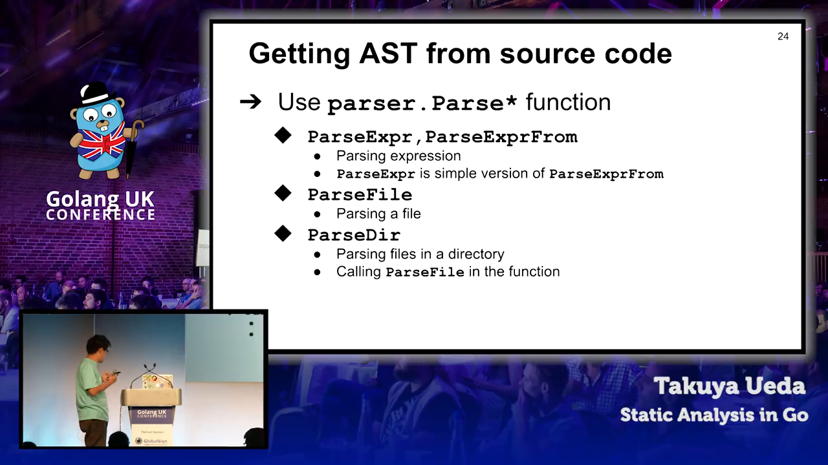The go/parser package provides four functions whose names begin with Parse: ParseExpr, ParseExprFrom, ParseFile, and ParseDir. ParseExpr and ParseExprFrom take an input string as an expression and output an ast.Expr. ParseExpr is a simple version of ParseExprFrom. ParseFile parses a file and returns an ast.File. The last one is ParseDir, which parses files in a directory. ParseDir calls ParseFile internally to parse each file in the directory.